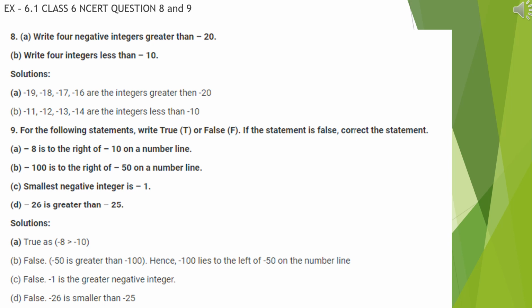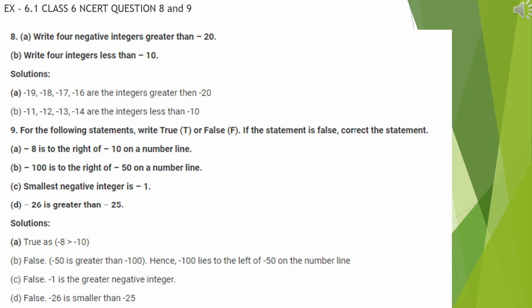Question number 9. For the following statements, write true or false. If the statement is false, correct the statement. A part. Minus 8 is to the right of minus 10 on a number line. It's true. B part. Minus 100 is to the right of minus 50 on a number line. It's false because minus 100 is smaller than minus 50. So minus 100 is to the left of minus 50 on the number line.